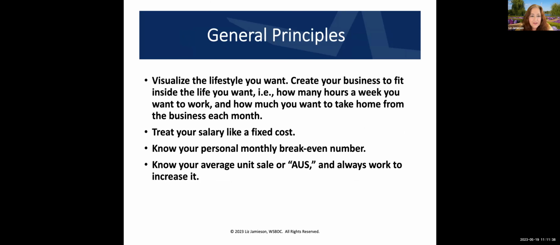So here are some principles that come into play when you're designing your business model, and then your sales goals within it. I always invite people to look at what is the lifestyle that you want in two primary parameters, meaning how much time can you give the business each week or month, and how much money you want to take home from the business each month.